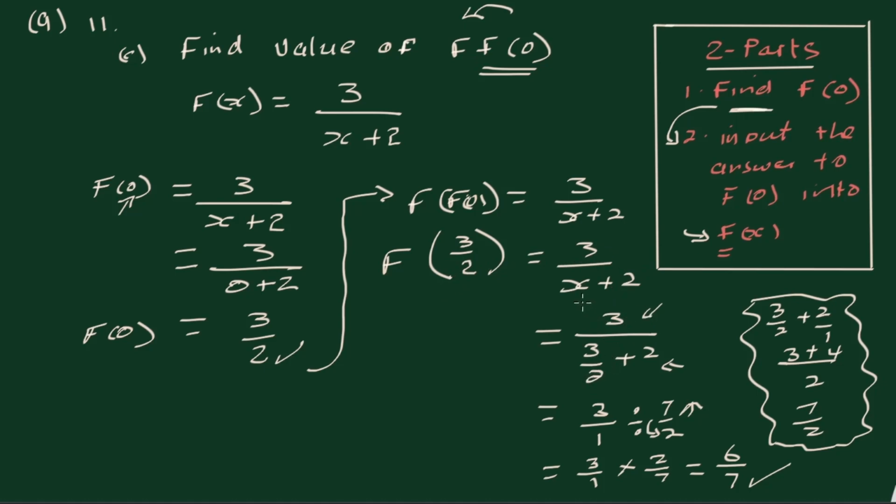So anywhere you see an x, we inputted 3 over 2. And remember, this is a fraction here. So we simplified the denominator of the fraction, and we got 7 over 2. So it's 3, and 3 is the same as 3 over 1 divided by 7 over 2. We went ahead and did a little conversion here where we change the sign to multiplication and we invert the second fraction, and we arrive at our answer as 6 over 7, and that's the final answer there.